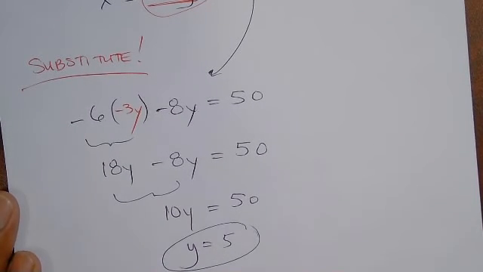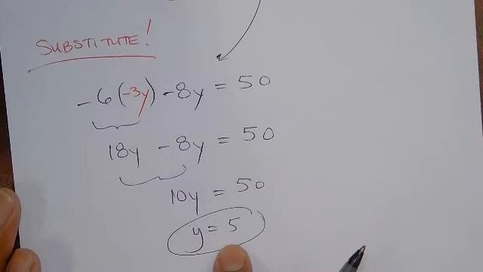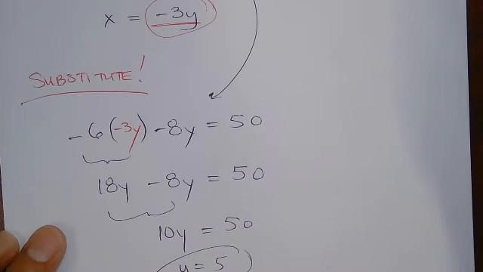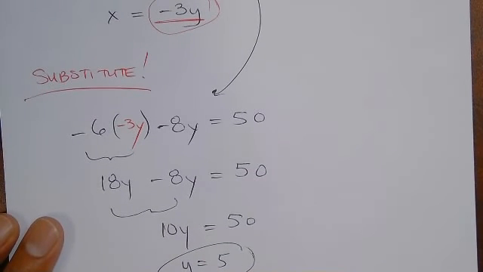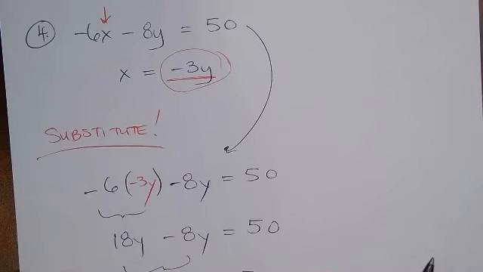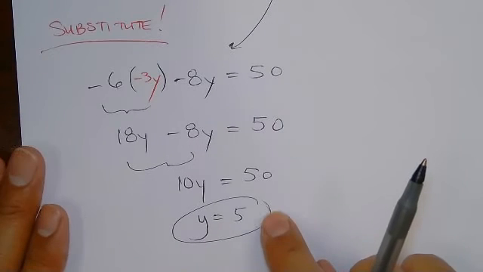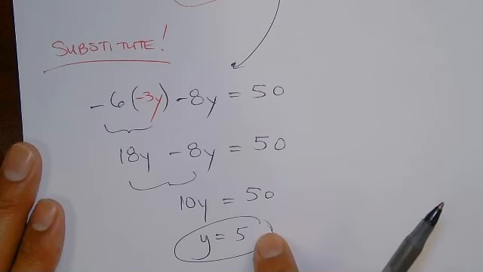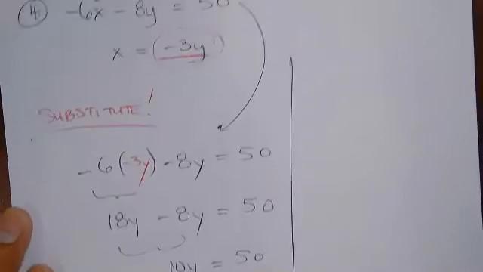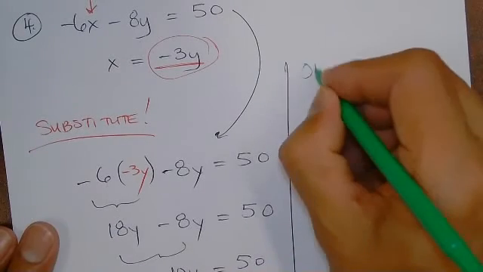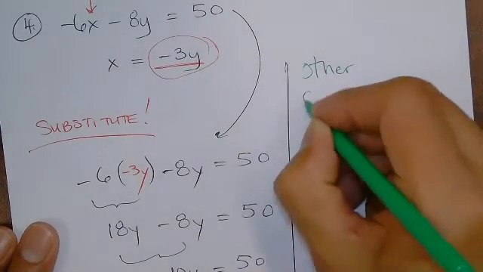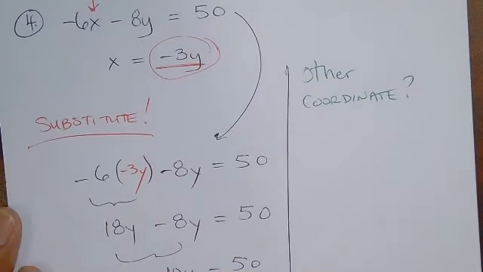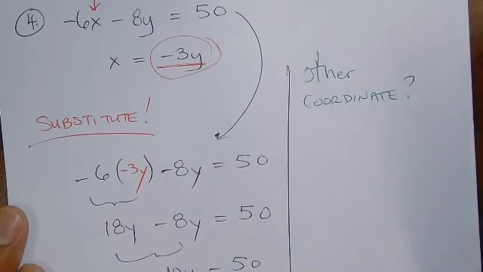Okay, I found the first coordinate. Sometimes you'll find the x coordinate first, sometimes you'll find the y coordinate first. Okay, you found y is equal to 5. You've got to find the other coordinate, right? Because you've got to find the value of x, the coordinate for x, and the coordinate for y. We just found y. How do you find the other coordinate?